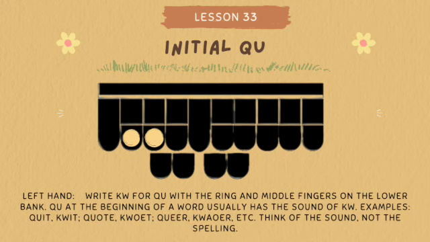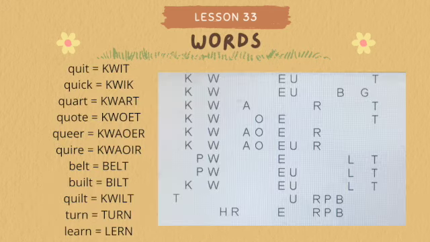We also have coat, queer, and so we think of the sound, not the spelling. Okay? So again, we think of the sound, not the spelling. So for words sounding like Q, something like that. So that's initials KW or QU. Okay? Here, let's proceed to the words. For lesson 33, we have quit, quick, quart, coat, queer, choir, belt, built, quilt, turn, and then learn.